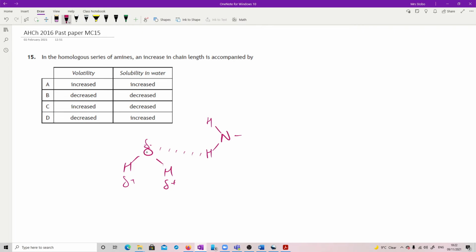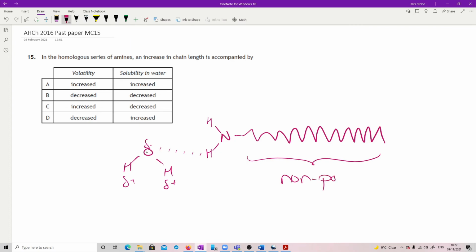And then we've got a chain that's going to come off this side. The longer that chain is, the more this molecule doesn't like water. This is non-polar. So the longer that squiggle gets, the polar end just can't outweigh it. So solubility in water as I increase chain length is going to decrease. Volatility is how easy it is to evaporate. The bigger it gets, the less easy it's going to be to make it volatile. So B for that one.